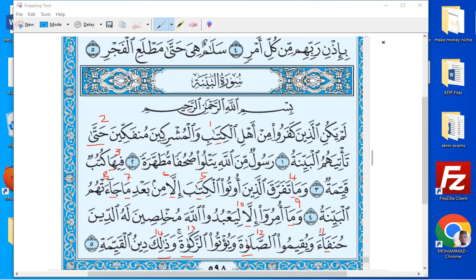As-Salata, Alifun Maqsura representation, put on top of Wa. So this is still an Alif, but represented by what? Alifun Maqsura. Wa yu'tu zakata, Alifun Maqsura, put on Wa. Wa dhalika, Alifun Maqsura, not put on anything. So these are the various representations of Alif, and what they denote is what I've told you.